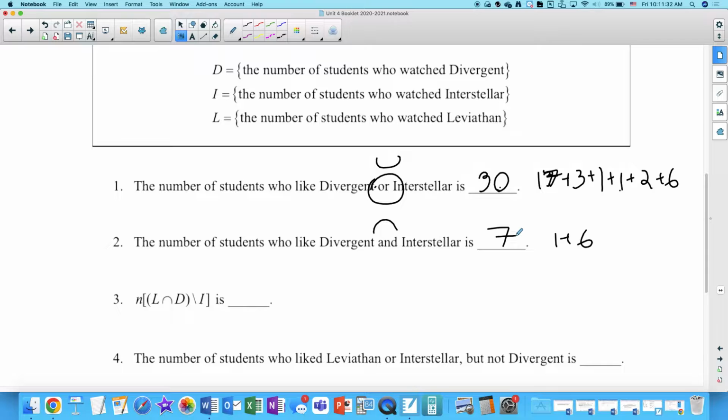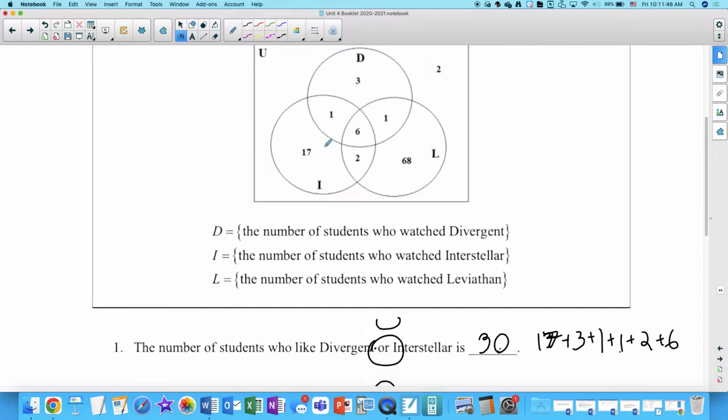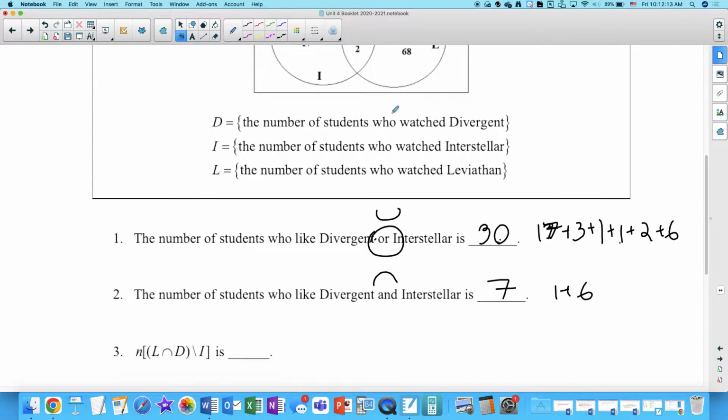N of bracket, L intersection D, bracket, minus I is? Yes, it's 1. Good. So how do you guys interpret that? What's L intersection D? 6 and 1 in that middle there, and then minus I, so minus. Exactly. So L intersection D is this football shape, but then we take out the I part, which is almost like an acorn maybe. That's 1. Exactly. Good.